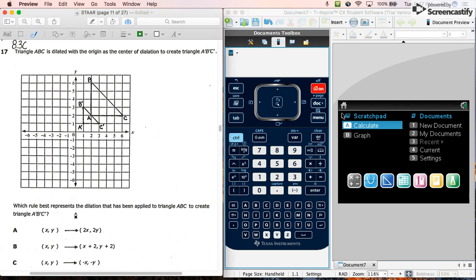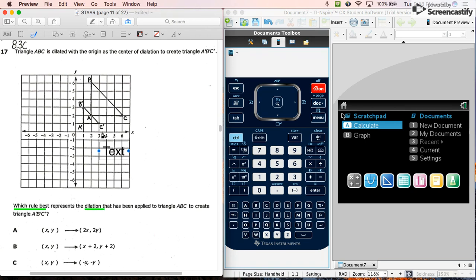Okay, so what I'm looking for is a rule. The rule needs to represent this dilation that happened, okay? So what I have to identify first, guys, is which one is new and which one is old. Based on the little apostrophes that I see next to my A, B, and C, I know this is going to be my new triangle. Because this A, this B, and this C do not have an apostrophe, this is going to be my original shape, meaning I went from big to small, okay?